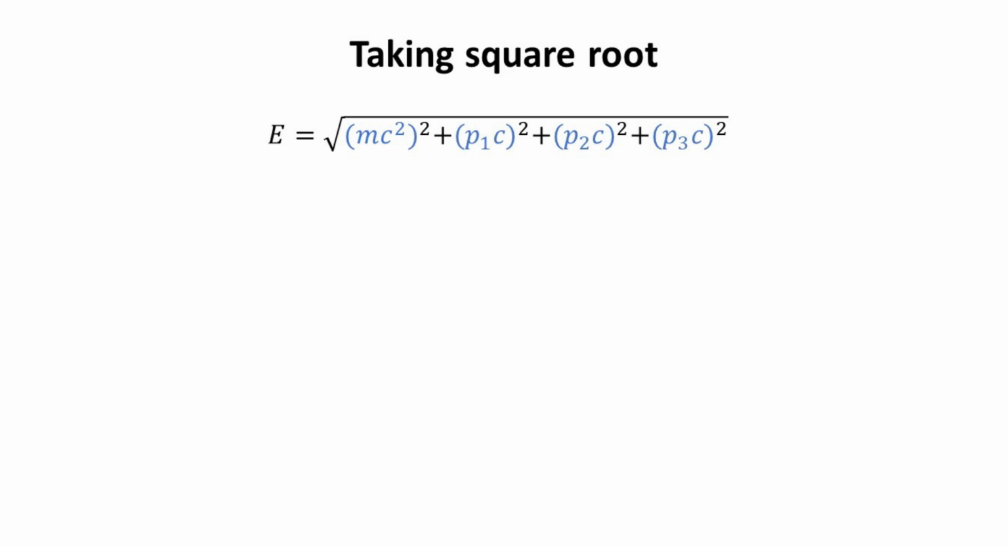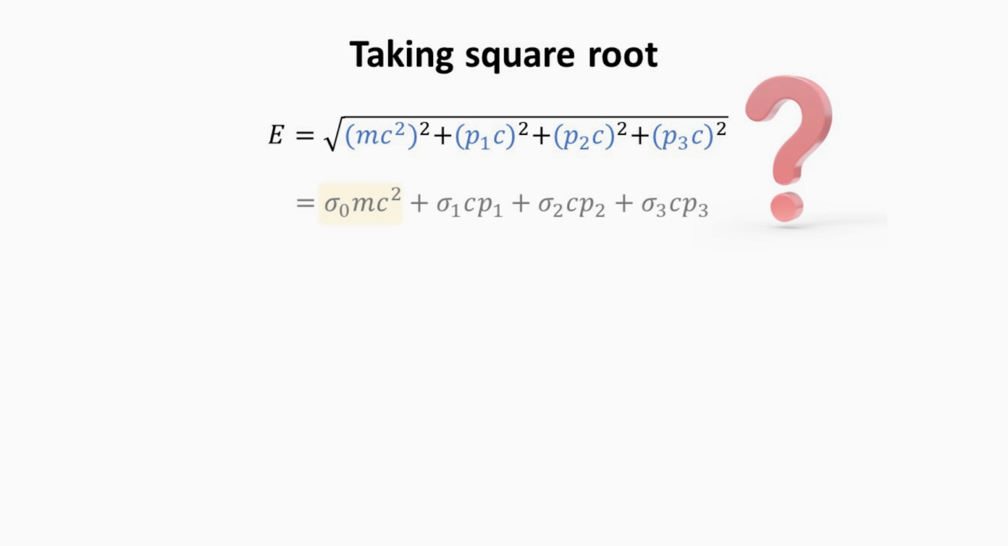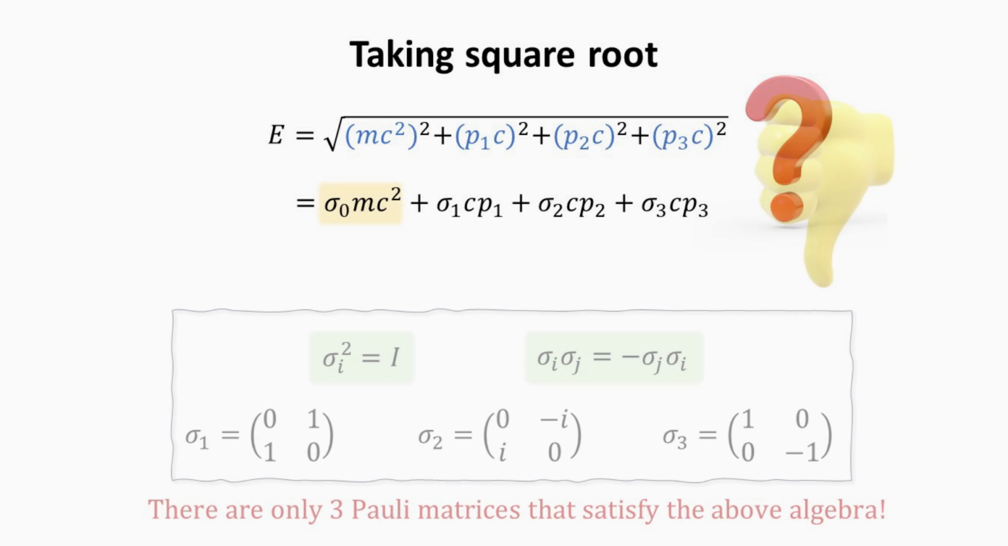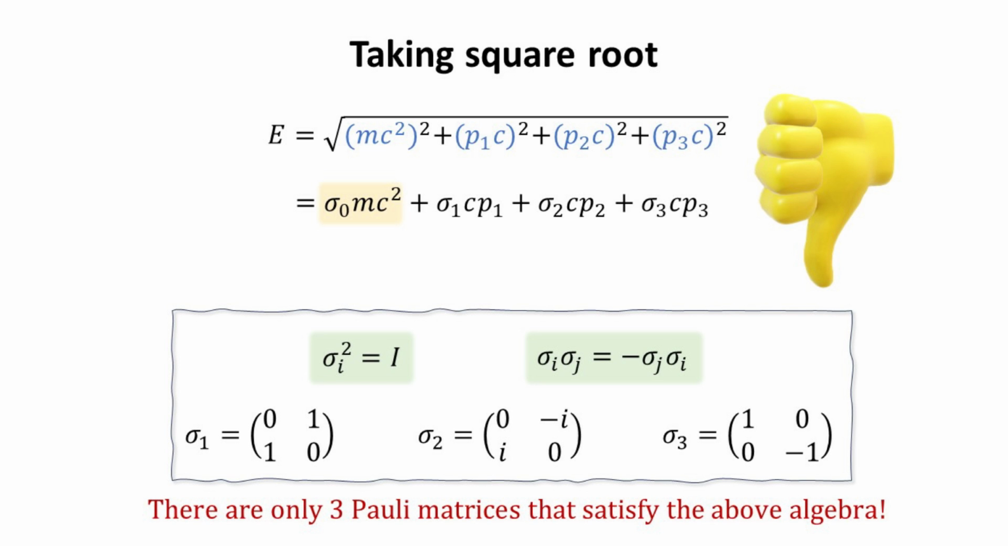The Einstein relativistic energy, however, has 4 squares within the square root. By extension, we can take the square root using similar reasoning. However, we have a problem. Can we find another Pauli matrix, herein denoted as sigma 0? There are only 3 Pauli matrices that satisfy the algebra highlighted in green. The 4th Pauli matrix, herein denoted as sigma 0, does not exist. So what should we do?